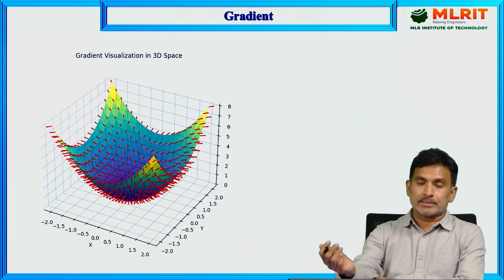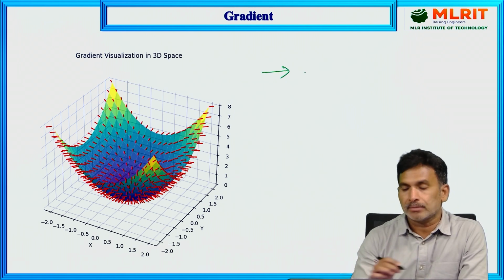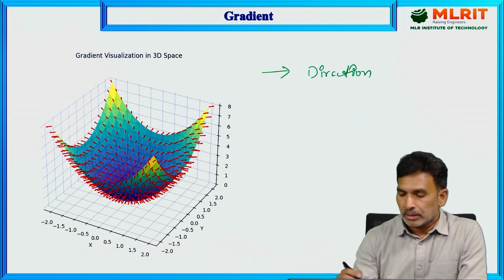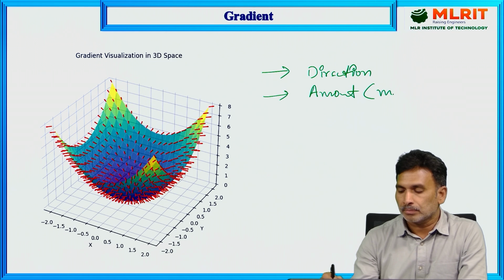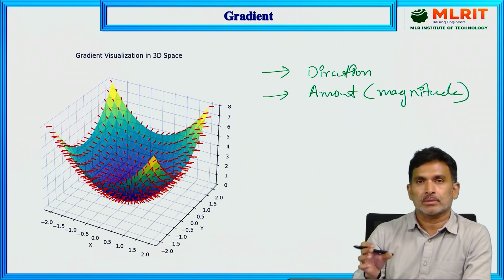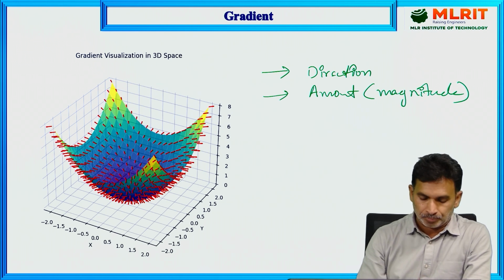As I said, the gradient means the direction is one thing, and the magnitude. So which direction we have to go, and also the amount: direction and magnitude. Here you can see a simple gradient visualization in 3D space. Suppose this is the optimal position, right? This is the position where it has an optimal solution.